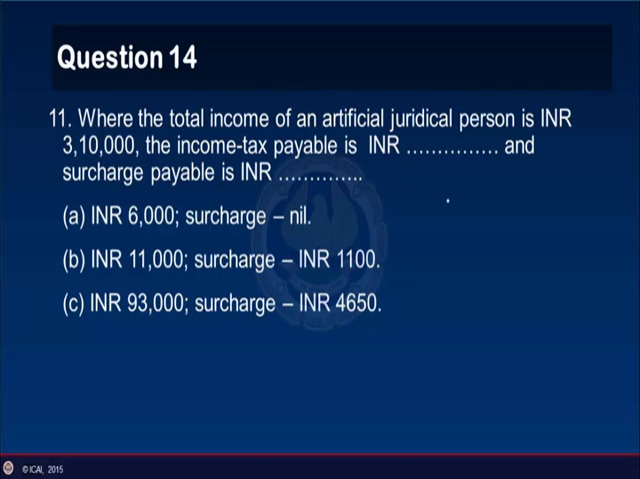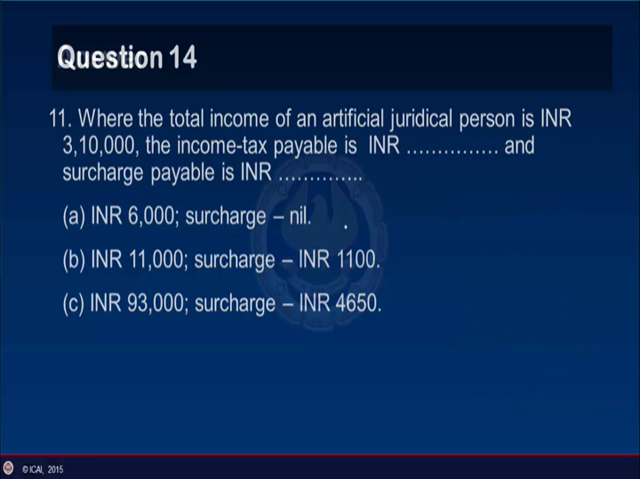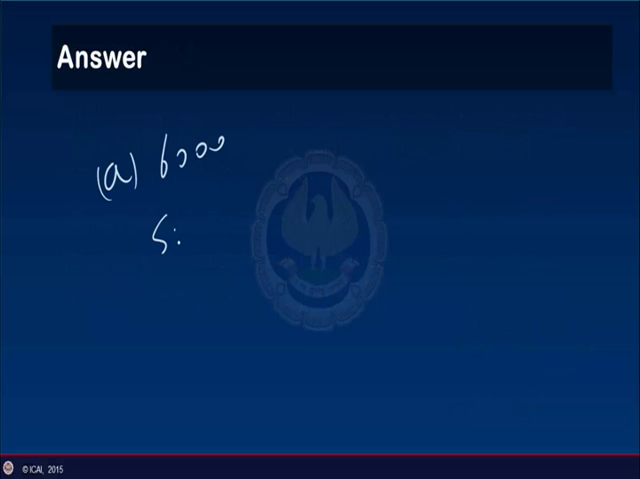So if you remember, up to 2.5 lakhs it was nil, and up to 5 lakhs it was 10%. So in this case, 3.1 lakhs minus 2.5 lakhs is 60,000 at the rate of 10%, which is 6,000 in this case. And surcharge is payable only if the income exceeds 1 crore. So the correct answer would be A, 6000, surcharge nil.